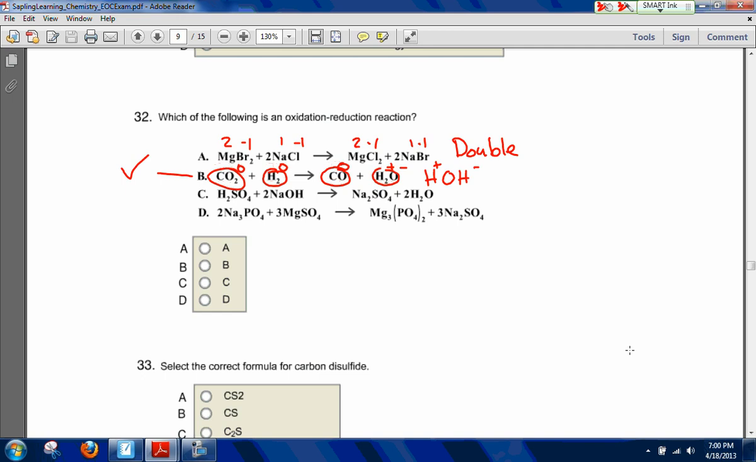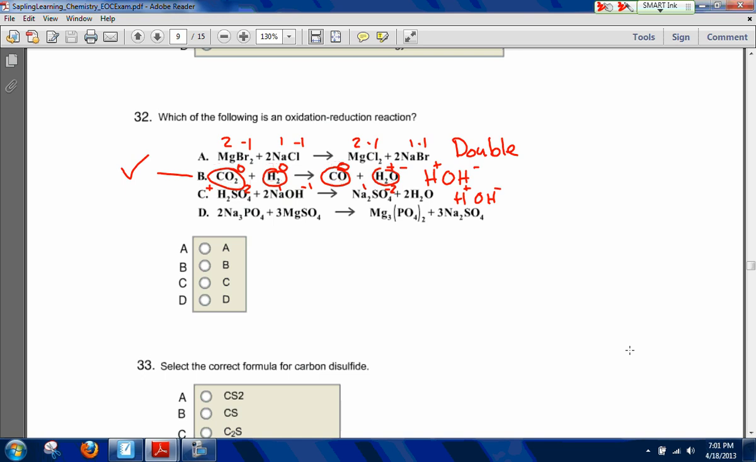The next one has H2, which H is a plus. There's 2 of them. It balances out the 2 minus from the SO4. This is a 1. OH is a negative 1. Na2 on the other side is still a 1. SO4 is still a negative 2. And then I have 2 Nas to balance it out. 2 H2Os. The H never changed because it's still a plus, and the OH is still a minus. This one's still plus, this one's still minus.